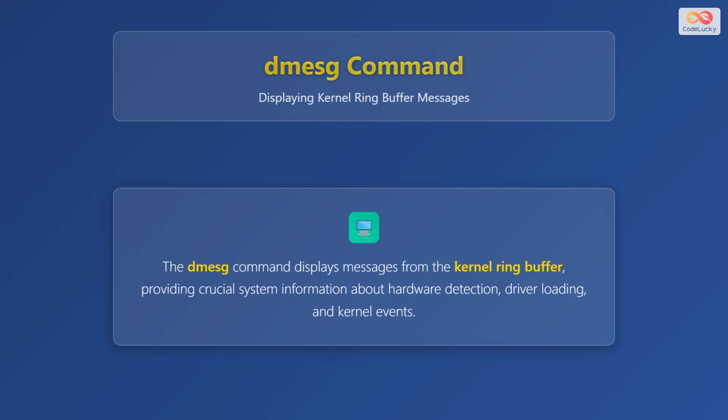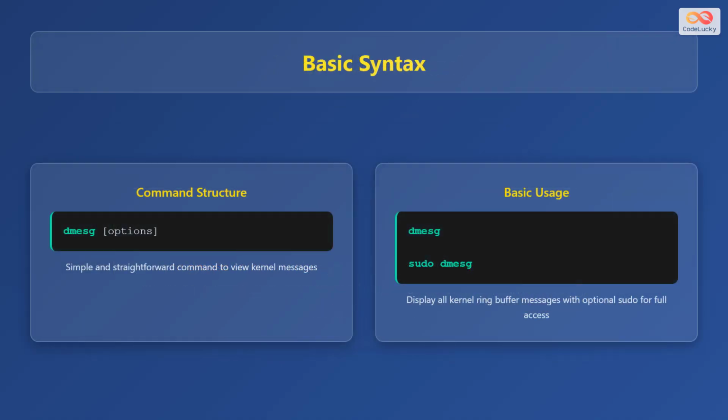The dmesg command displays messages from the kernel ring buffer, providing crucial system information about hardware detection, driver loading, and kernel events. Think of it as a system's diary, logging important activities and issues as they happen. The basic syntax of the dmesg command is very simple. To use it, just type dmesg in your terminal, followed by any options you want to use.